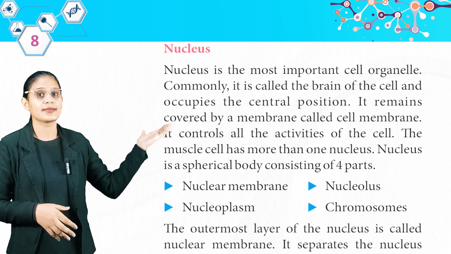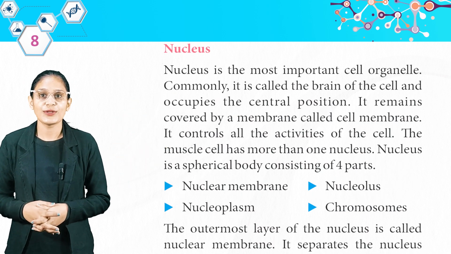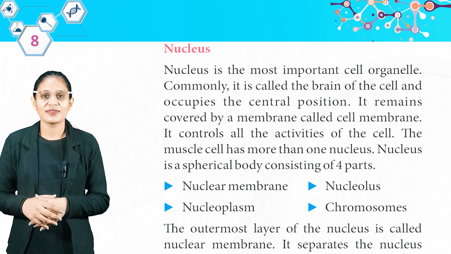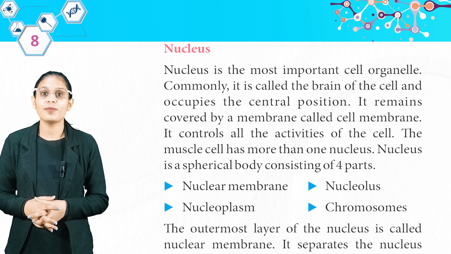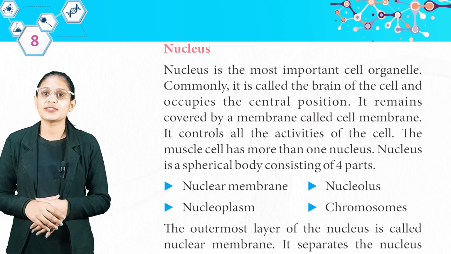Now we have nucleus. Nucleus is the most important cell organelle. Commonly, it is called the brain of the cell and occupies the central position. It remains covered by a membrane. It controls all the activities of the cell.